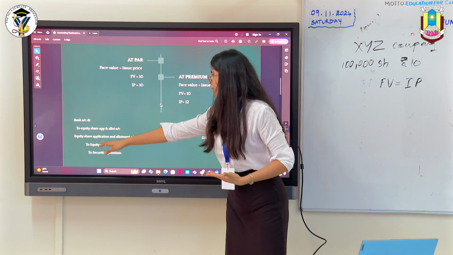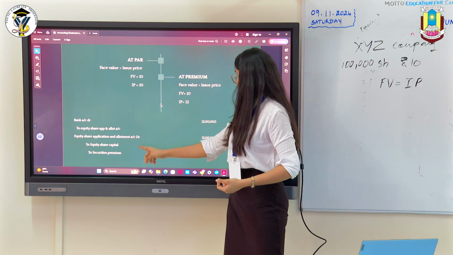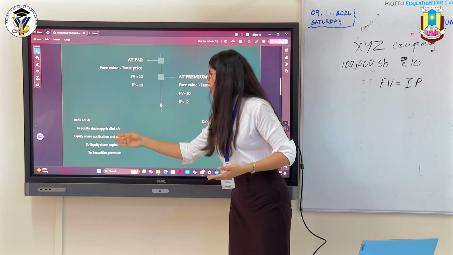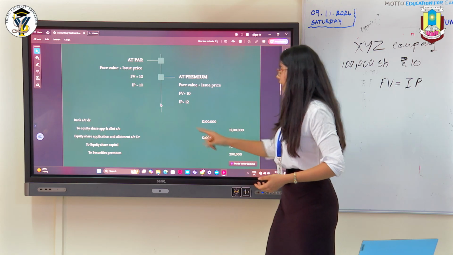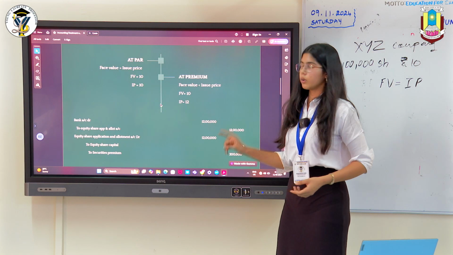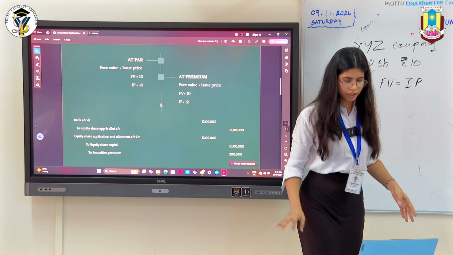Let me explain the transfer entry real quick. Equity share application and allotment account debit 12 lakh, which is 12 into 1 lakh, to equity share capital, which is the face value into the number of shares, and to securities premium, which is the securities premium amount multiplied with the number of shares. So we have understood the issuing of shares.